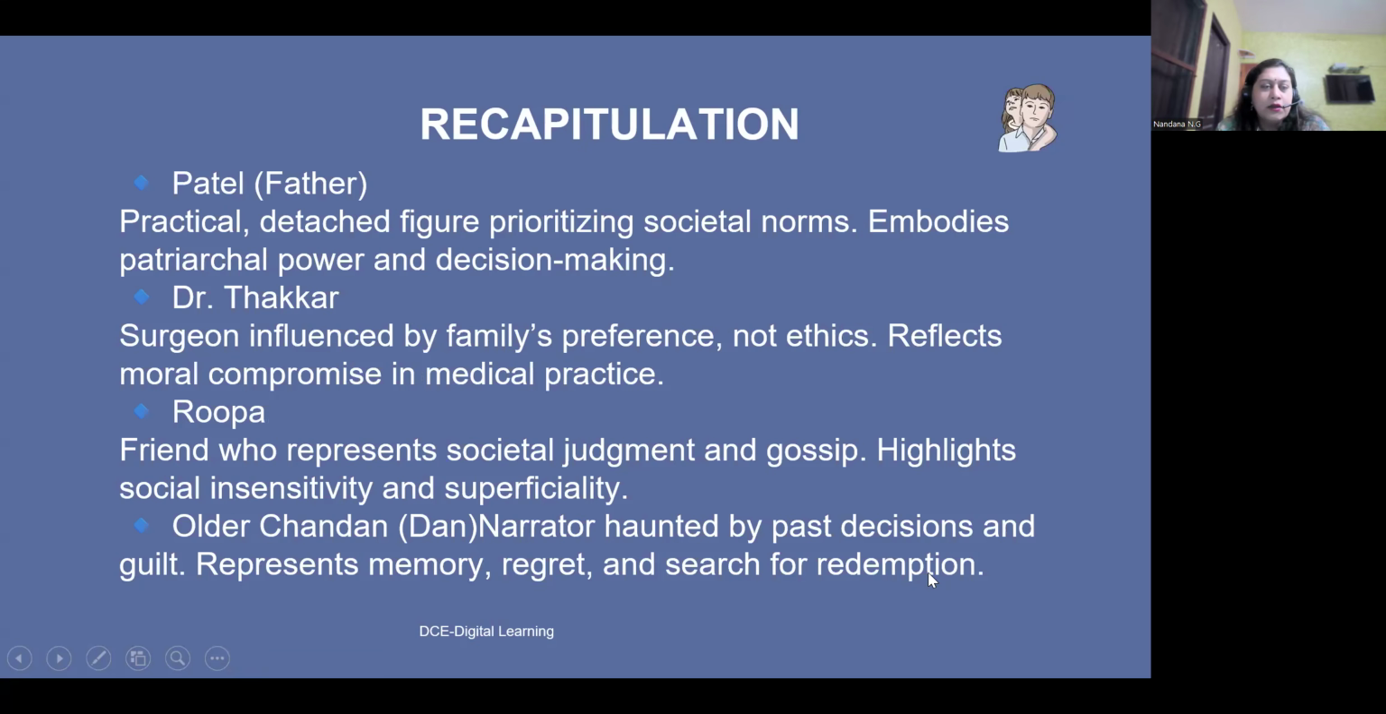Patel, the father, is very practical, a detached figure, prioritizing societal norms. He embodies patriarchal power and decision making. Dr. Tucker, the surgeon, is influenced by the family's preference, not ethics. His character reflects moral compromise in medical practice. Rupa, a friend, represents societal judgment and gossip, and highlights social insensitivity and superficiality. The older Chandan, also known as Dan, is a narrator haunted by past decisions and guilt, and represents memory, regret, and the search for redemption.